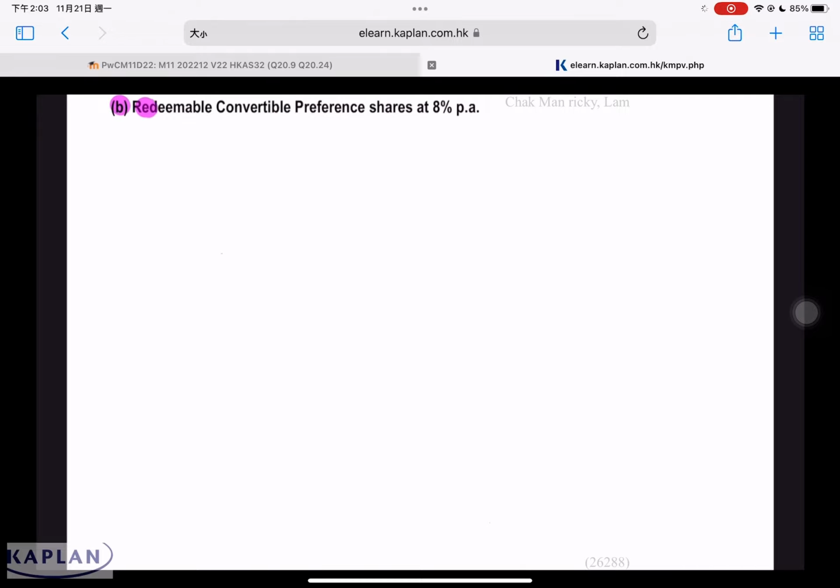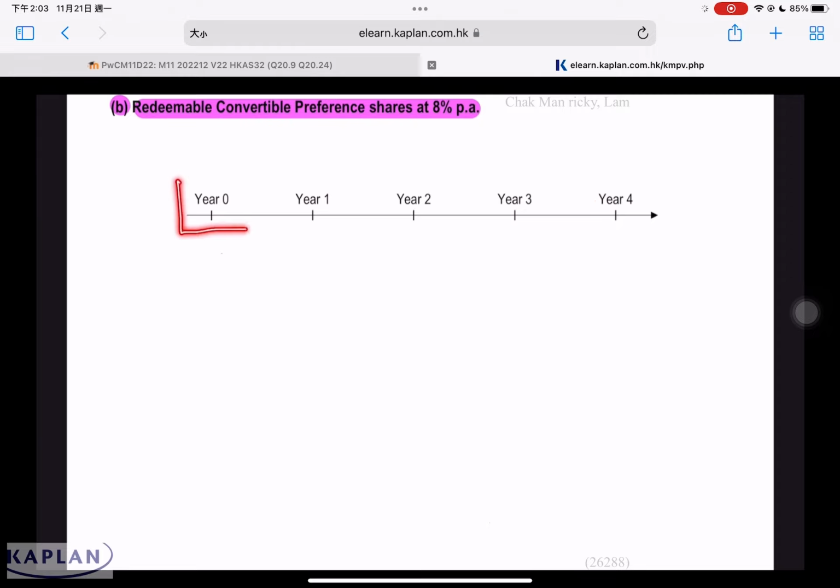Part B, redeemable convertible preference share at 8% per annum. Year 0, Year 1, Year 2, Year 3, and Year 4. Year 0, debit cash, we issue a preference share of $500 million. Credit preference share capital, but this is a financial liability. Credit the conversion rights or call options. So we have to split this 500 into these two components. Always calculate the liability first, and the balance is the call options.